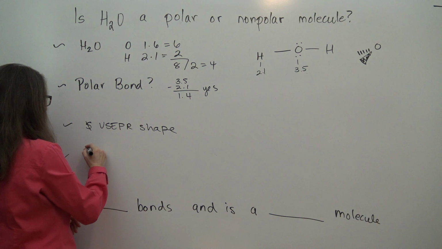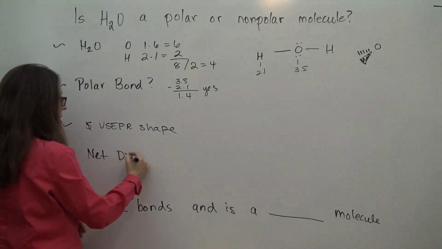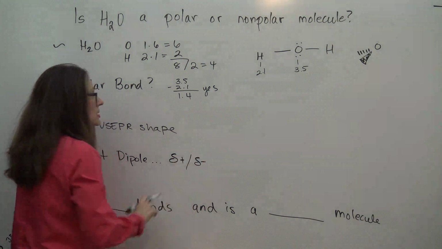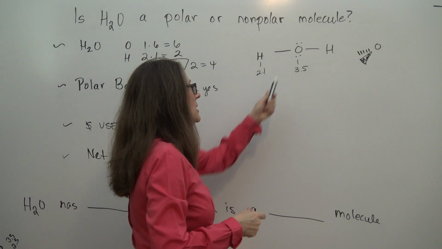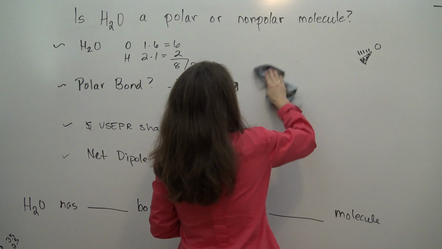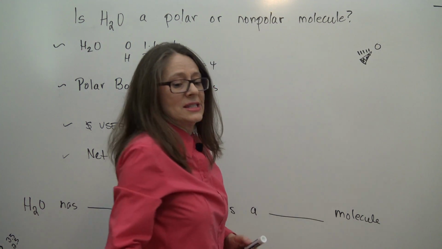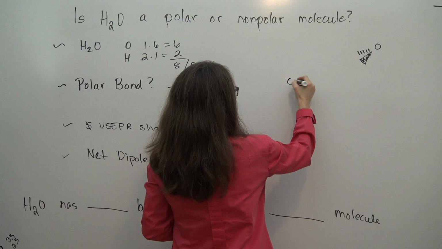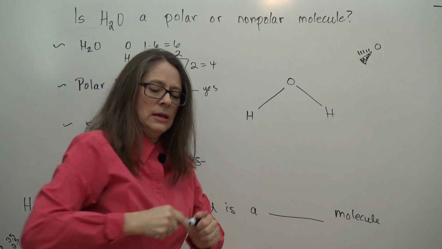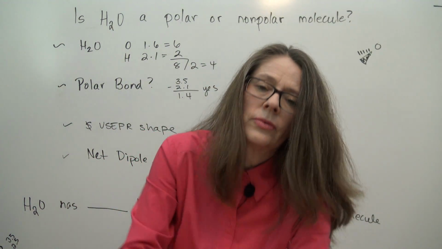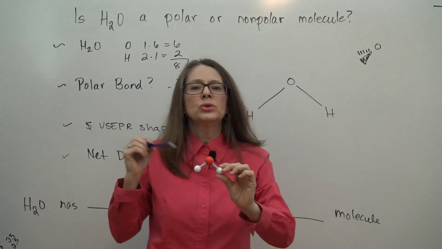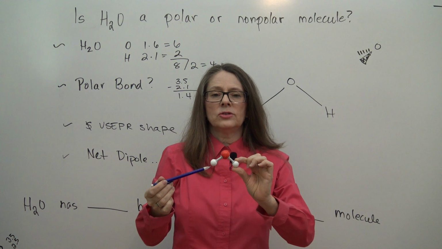All right, now I have to look for the net dipole. A net dipole means there's a region that's partially positive and a region that's partially negative. So I'm going to get rid of this because I don't like it up there anymore, because it ain't linear. It's bent. And I'm going to write it like this, just so I have a little bit more room. And it looks like this. Here's the oxygen and here's the hydrogen.